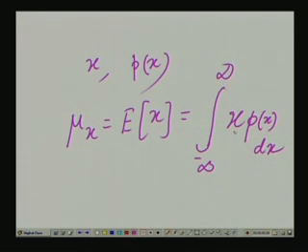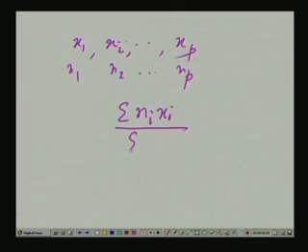Now, you can see how this formula comes; maybe we can give a frequency interpretation. Suppose in the discrete case, x takes some values like x 1 or x 2 up to x p. If you observe x, maybe on n 1 occasions you get x 1, on n 2 occasions you get x 2, and so on, on n p occasions you get x p. So, what is the arithmetic average? The net value is summation n i x i divided by summation n i. This is the total number of trials. Let us call this capital N.